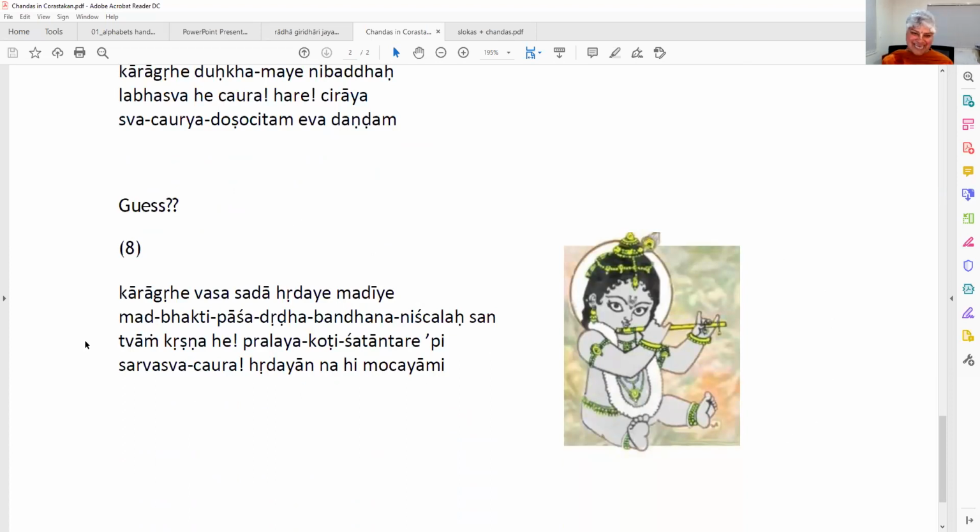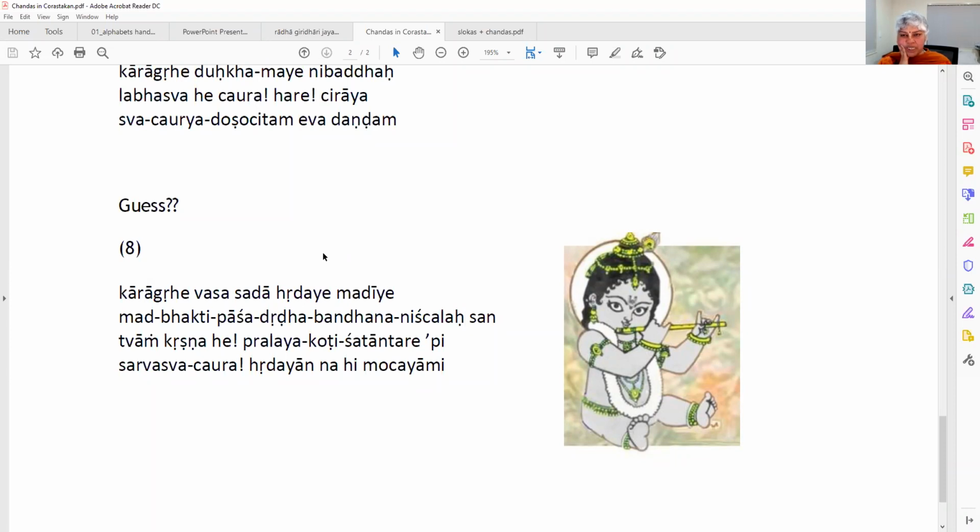Now the last verse, I want you to guess what meter this is. First count the number of syllables. How many syllables is that? 14. 14? The first line is 14. Okay. So, Karagrihe vasa sada hridaye madiye. 14.